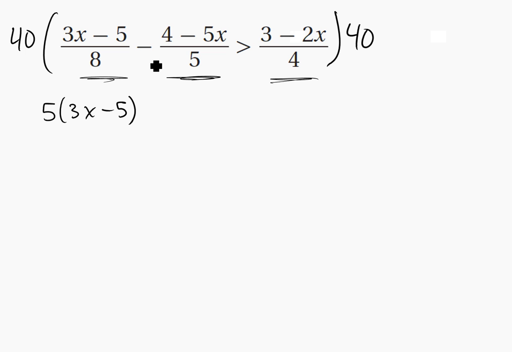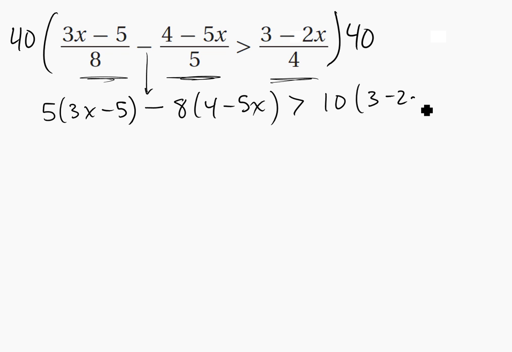The next thing I have is subtraction, so I'm going to put this minus. And now I'm going to do the same thing. 40 times this (4 minus 5x) over 5. 40 divided by 5 is equal to 8. So it's going to be minus 8 times the quantity of 4 minus 5x. And then on the right-hand side, I'm going to multiply again by the 40. 40 divided by 4 is 10. So I end up with, this is greater than 10 times the quantity of 3 minus 2x.